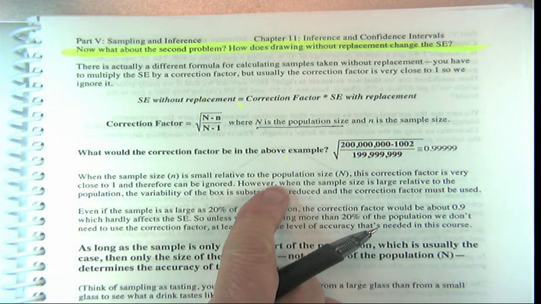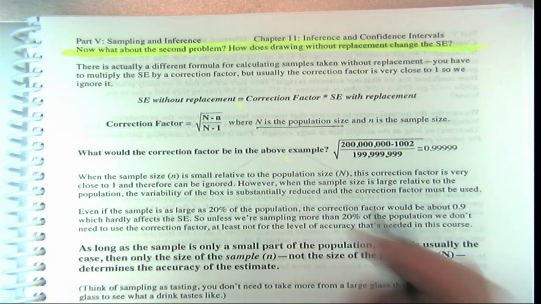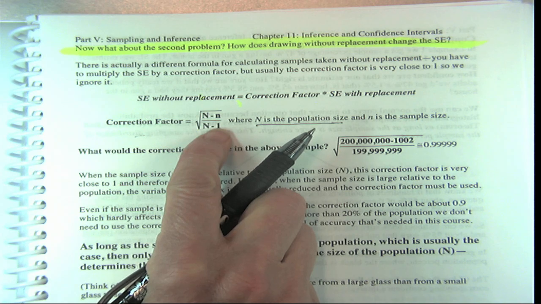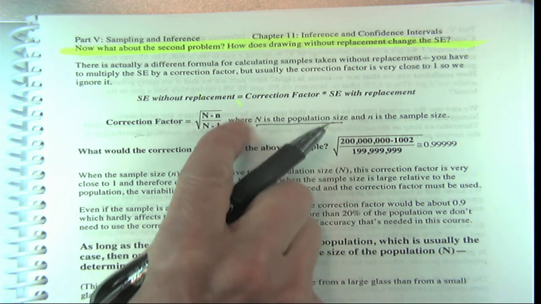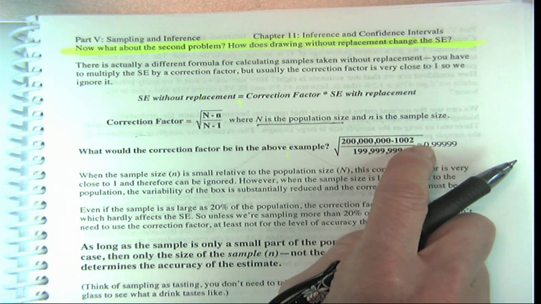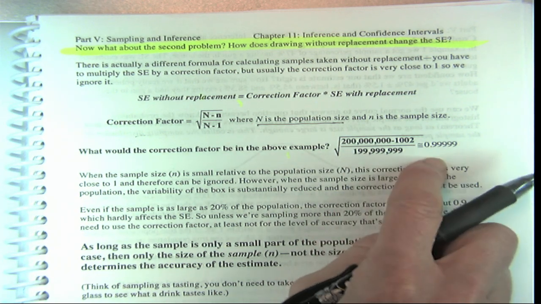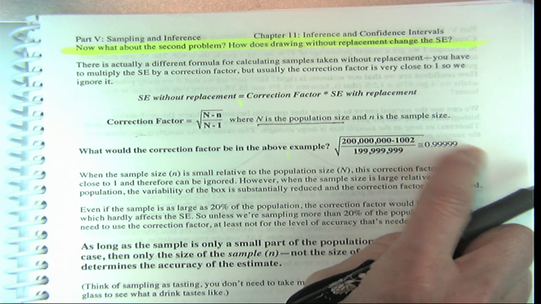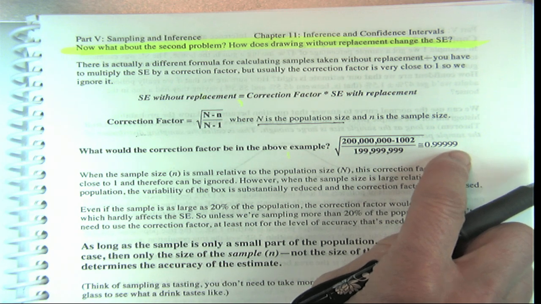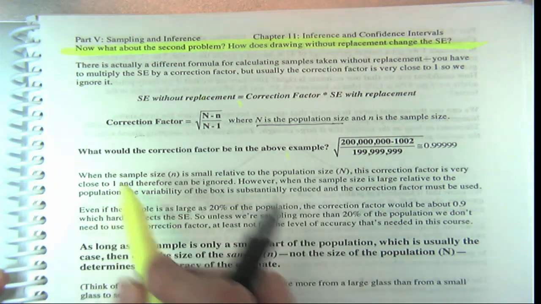You should multiply by that factor. But if you think about it, in our example, here's our population size, here was our sample size. If we do that, it reduces the standard error a smidgen. So most people just don't even bother with it. Okay?